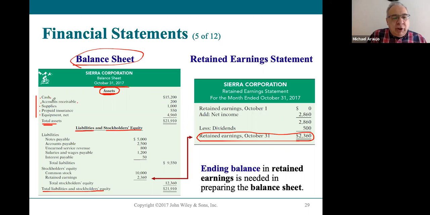Accounts receivable, you learned a little bit about in Objective 2, where you see that you're waiting to receive money on an account. Why are you waiting to receive that money? Because you already did work for that person and you're waiting to receive the payment for that work. So that's an accounts receivable.